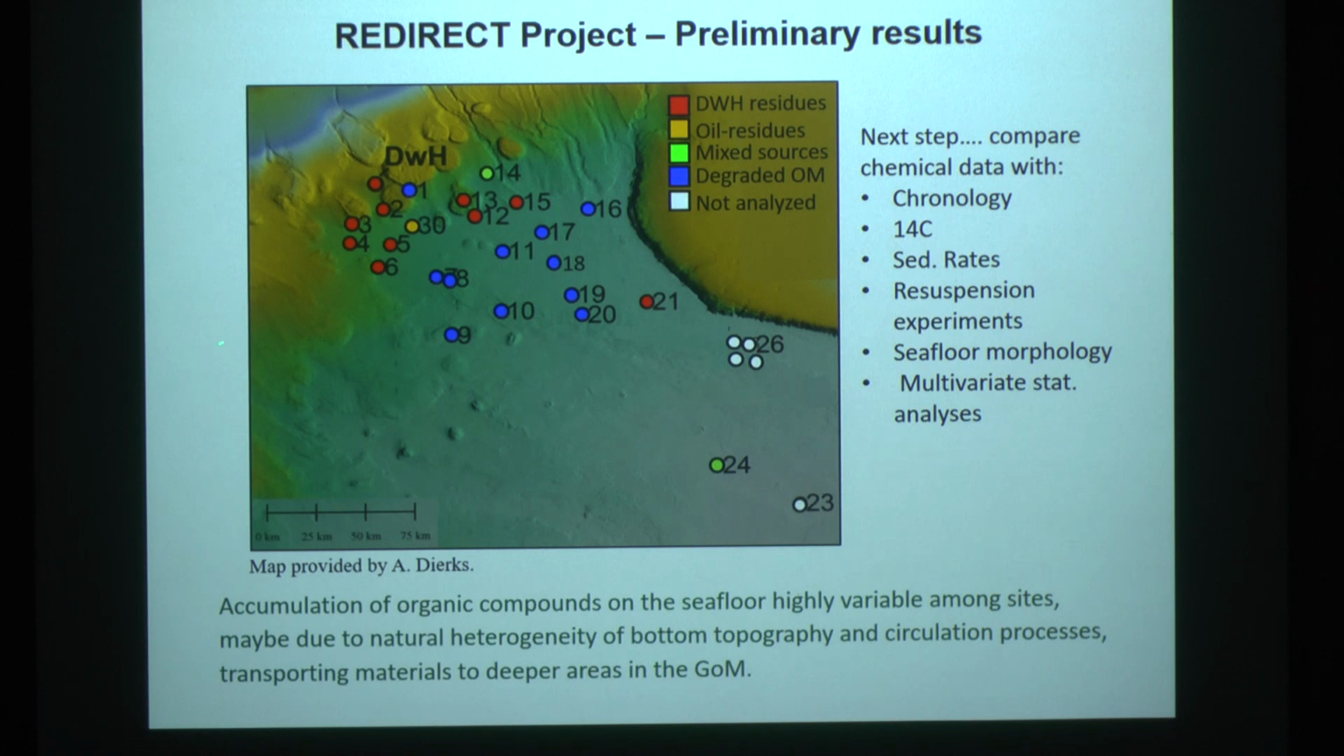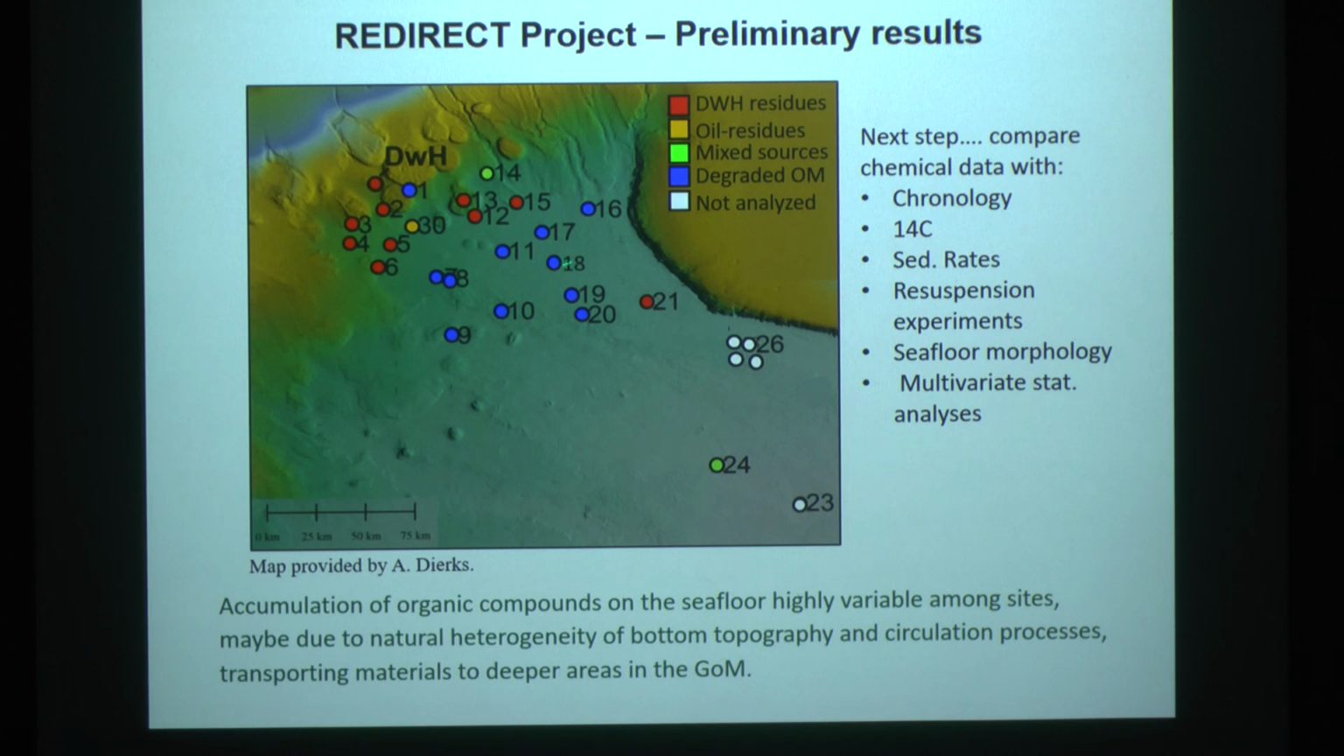So the next step is to compare the chemical data with chronology, C14, especially C14, because it looks like there is a very neat opposite correlation with C14. So this is not oil spill. What we're using now is these organic molecules around the oil spill as tracers of processes.